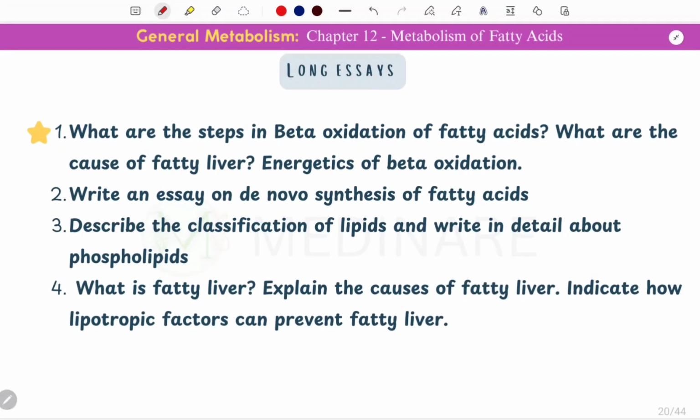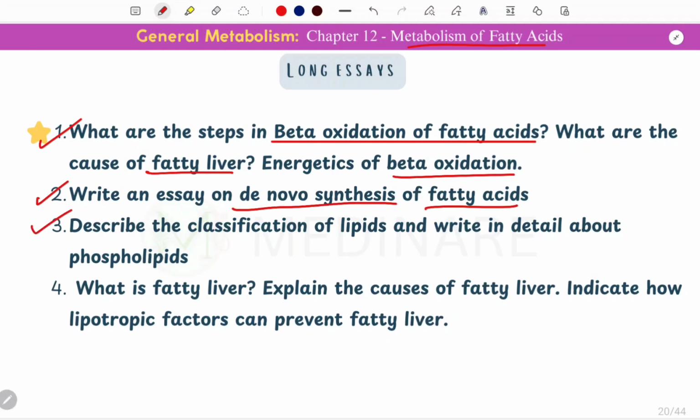Moving on to the next chapter, which is metabolism of fatty acids. What are the steps in beta oxidation of fatty acids? This is again a very important question. What are the causes of fatty liver, and write the energetics of beta oxidation. These two can be accompanied with the main topic, which is the beta oxidation of fatty acids. Write an essay on de novo synthesis of fatty acids.